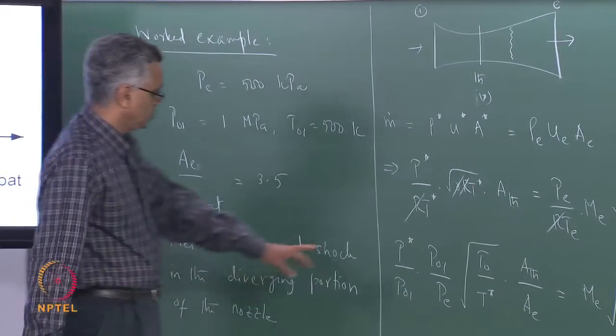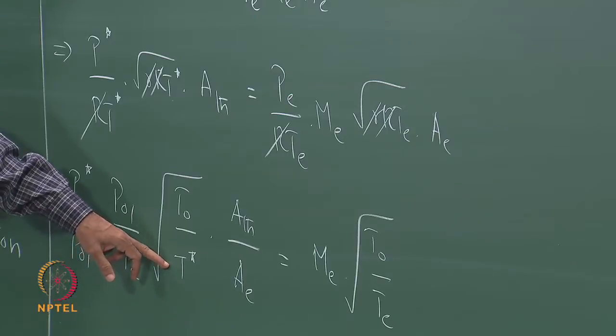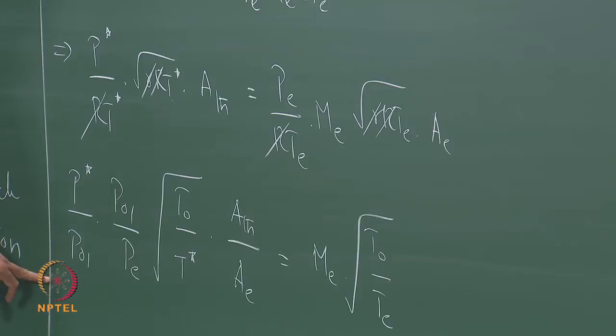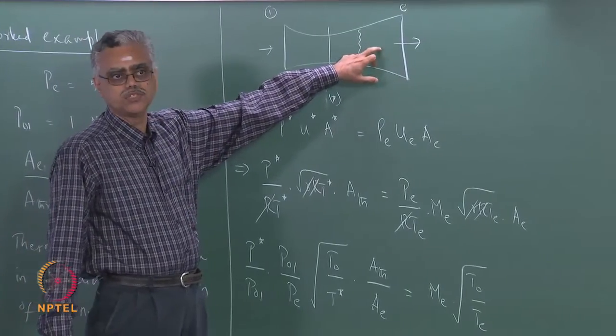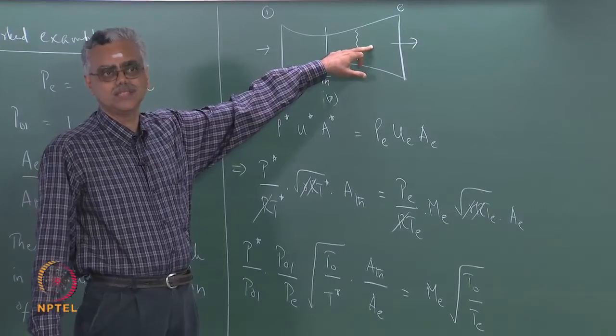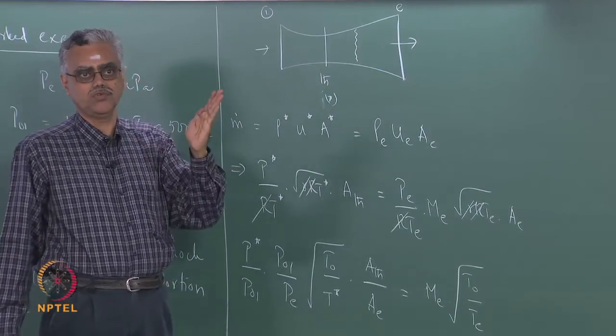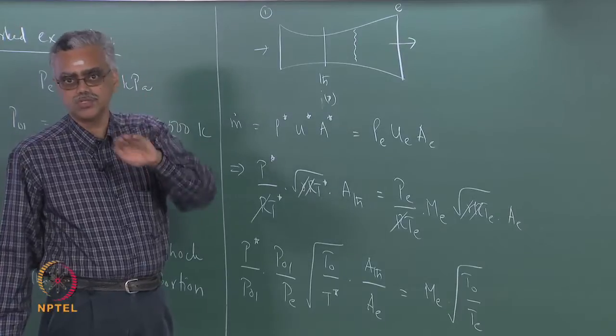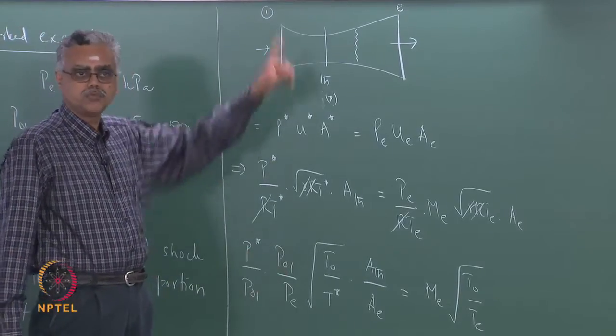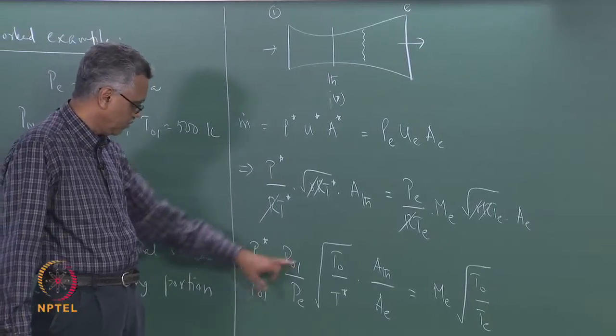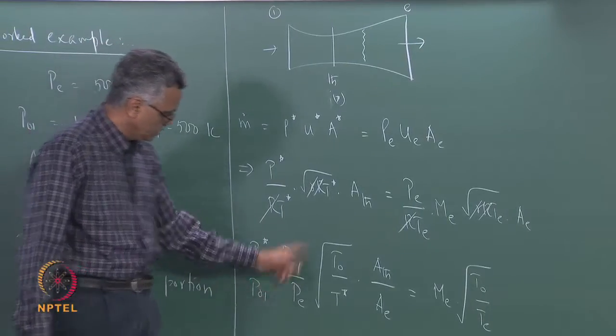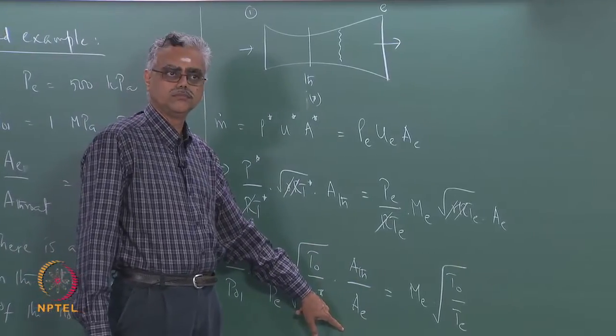T naught over T star is known, that is nothing but gamma plus 1 over 2. P star over P01 is also known, that is an isentropic flow. I can get this value from the table. Notice that P01 over PE is also known. This is P01, not P02. I do not know the stagnation pressure downstream of the shock wave because I do not know where the shock wave is. Until I know the Mach number upstream of the shock wave, I will not know the stagnation pressure downstream of the shock wave, but this is stagnation pressure upstream of the shock wave. This is P01, I have multiplied and divided by P01. So, this is known, this is known, this is known, and this is also known.